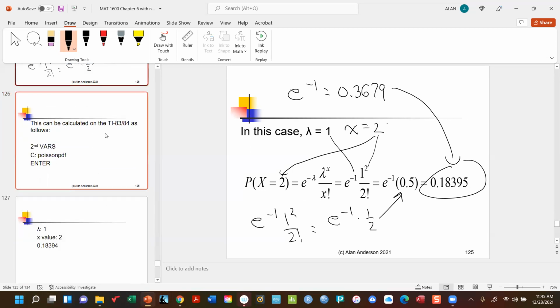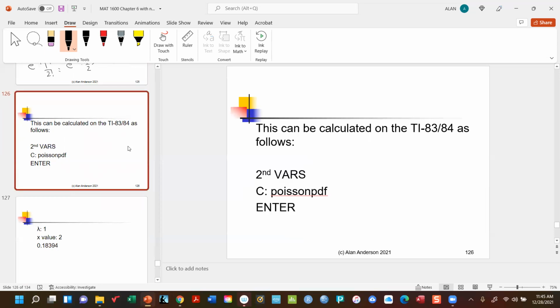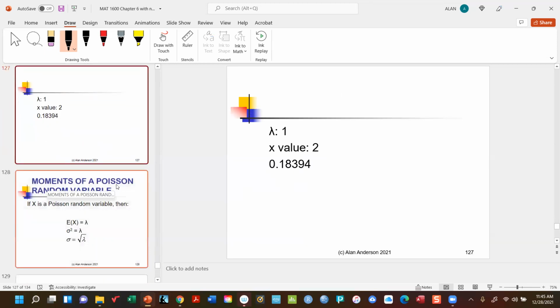Now, again, if you do have the Texas Instruments series, I have the instructions here for using them to calculate these directly because the Poisson probability distribution is in fact built into that calculator. If you don't have it, that's fine. You can do it the way we just did it.